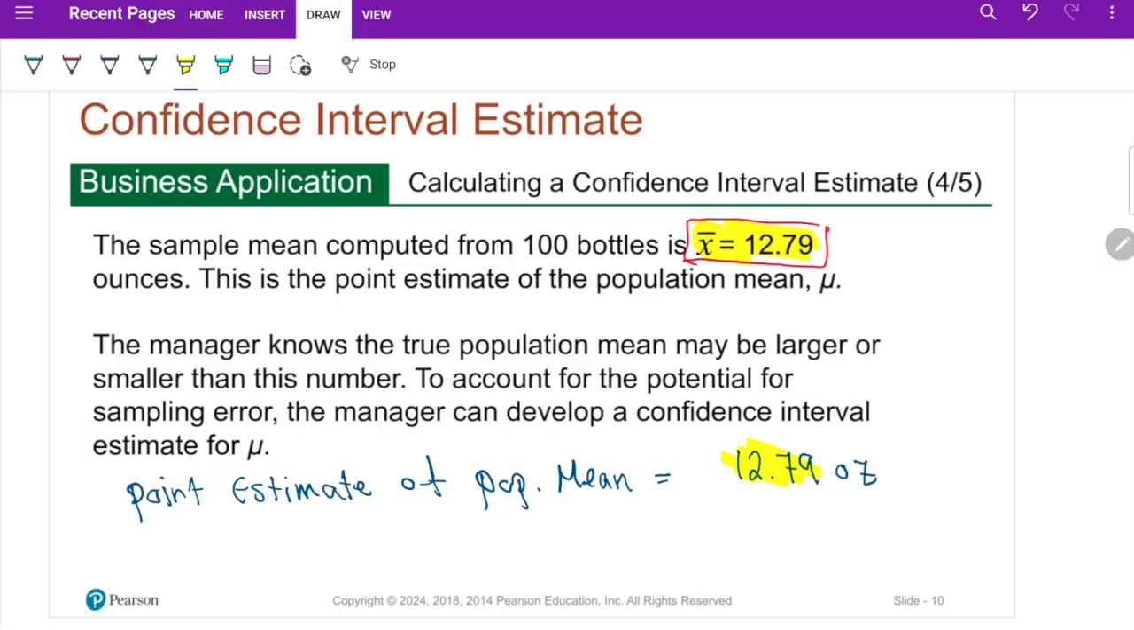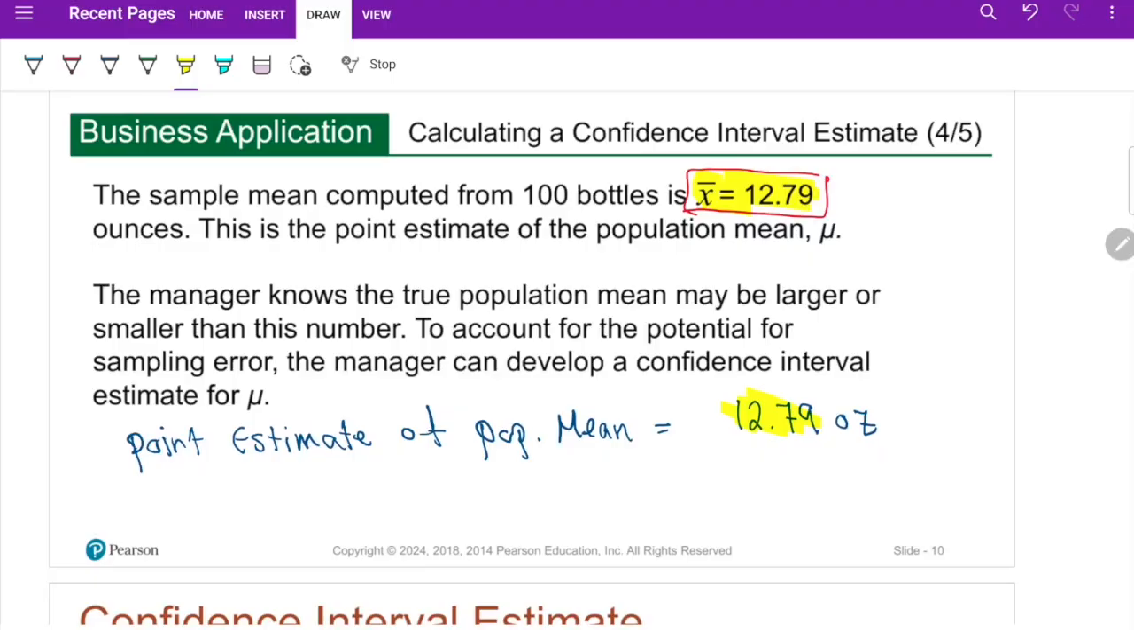So to make a better estimation for the population mean, we have to develop what is so-called a confidence interval. We have to do the confidence interval estimate for mu. Give me an interval. Give me an upper limit and a lower limit for that population mean, because this one is not actually accurate.